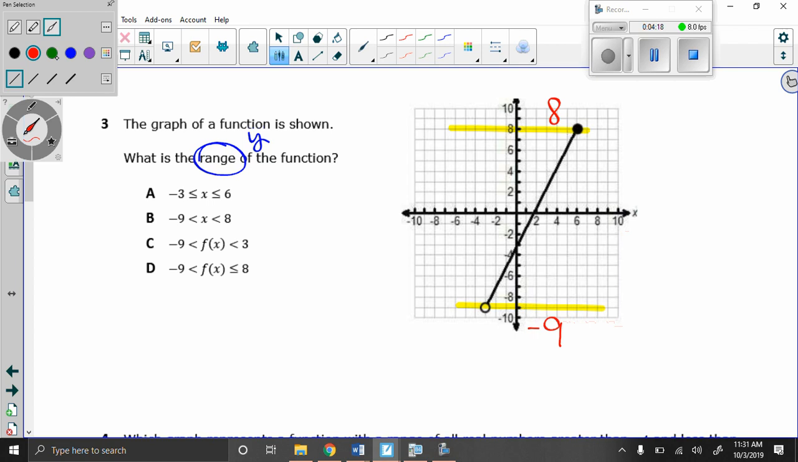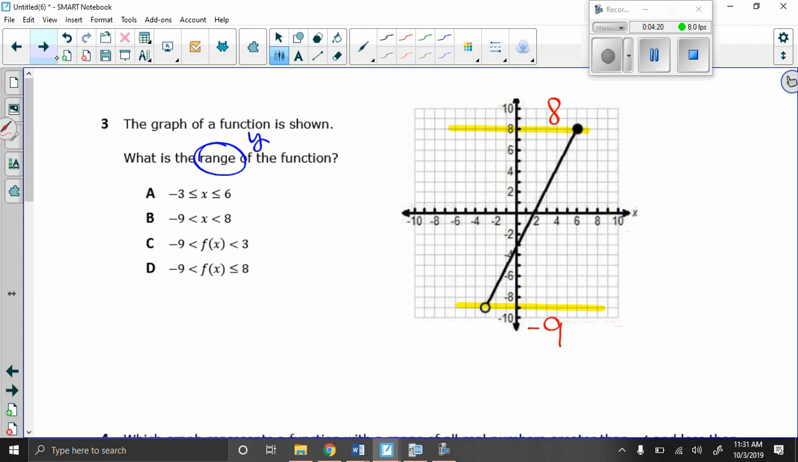At -9, we have an open circle. So an open circle means that I'm going to have less than. And then at +8, we have a closed circle, so it will be less than or equal to. So I'm looking for -9 less than y, or less than f of x, since we're looking at a function, and then less than or equal to 8. So D would be the correct answer.